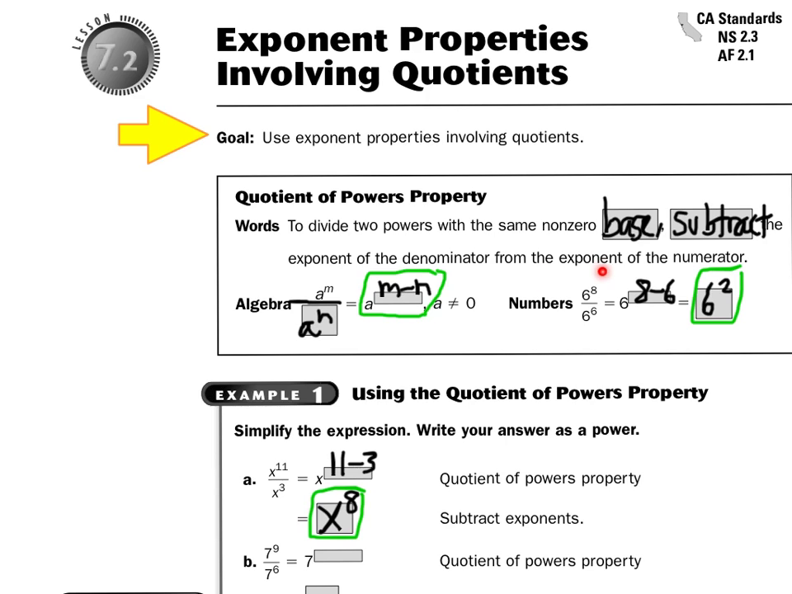Okay, look at the numbers one. 6 to the 8th power over 6 to the 6th power. Well, when the bases match, you copy the base, copy the 6, and then you subtract 8 minus 6. So this would be 6 to the 2nd power.